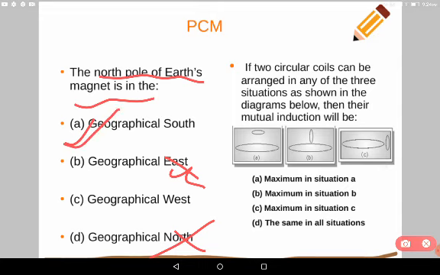Now the next question is, if 2 circular coils can be arranged in any of the 3 situations as shown in the figure, then their mutual induction will be. You do have many of Faraday's laws of mutual induction, right? So the more the area of the loop which is allowed to move freely, the more will be the mutual induction, right? So the more mutual induction will be in situation A, okay? So A is the correct option.